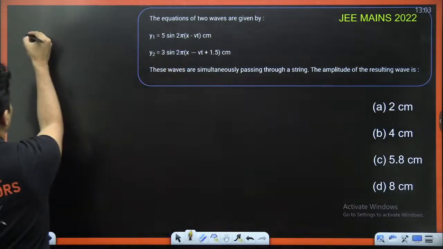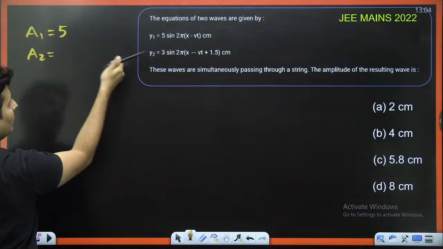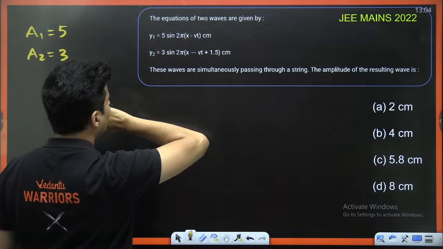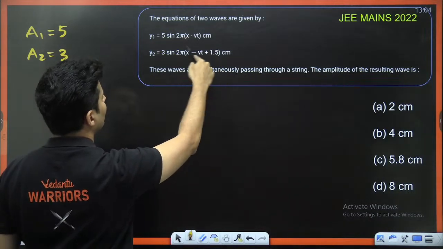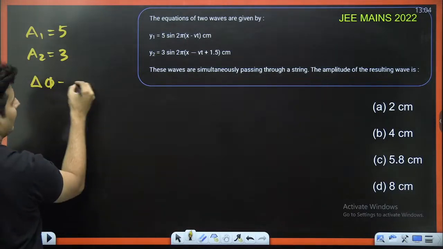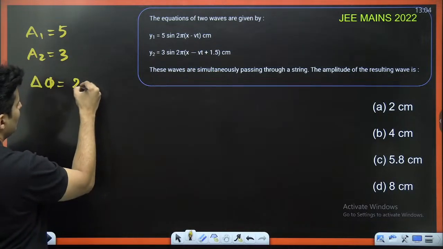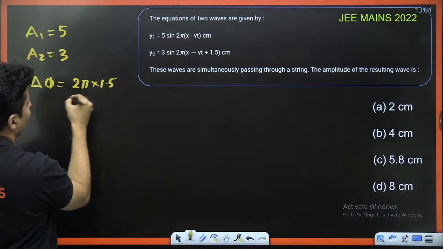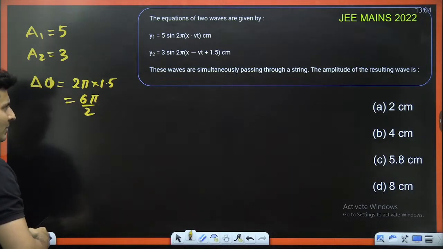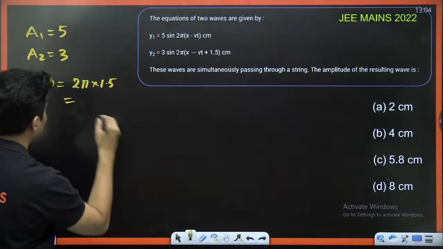First wave's amplitude, A1, just look at it, it is 5. Second wave's amplitude, look at it, it is basically 3. Phase difference is right over here, if you notice carefully, 2 pi into 1.5. This is also sine, but this extra term, 2 pi into 1.5, 1.5 is 3 by 2, so it will be 6 pi by 2.